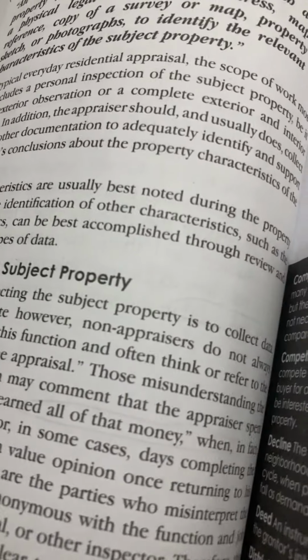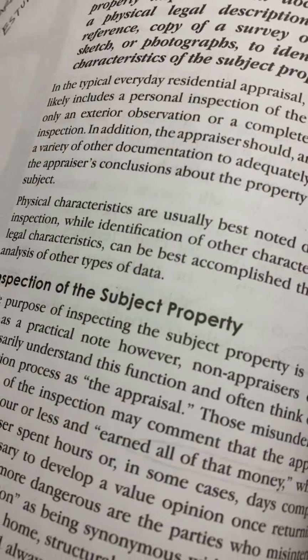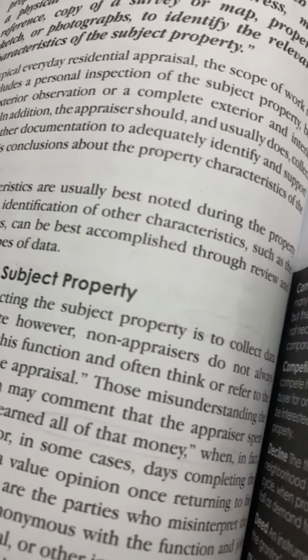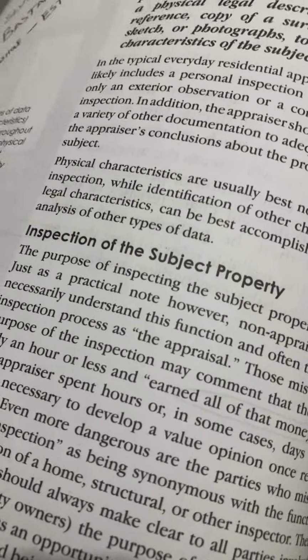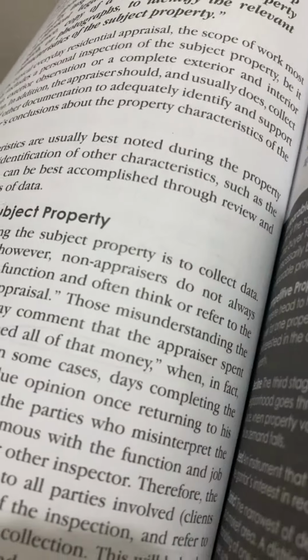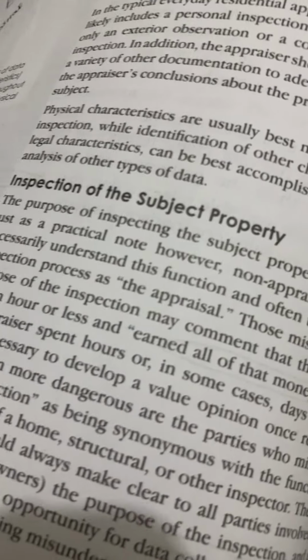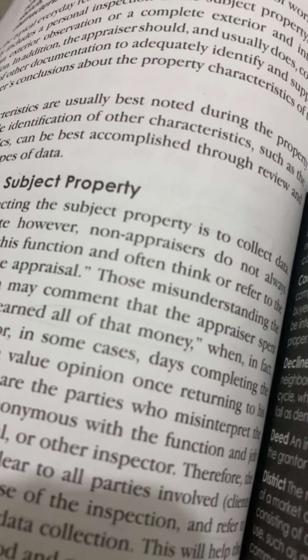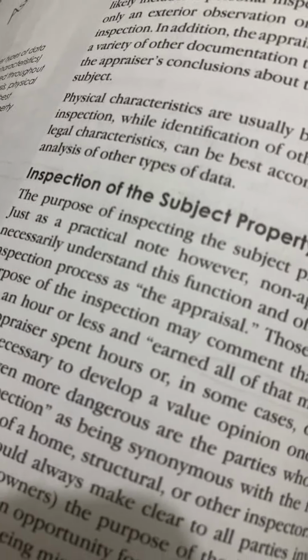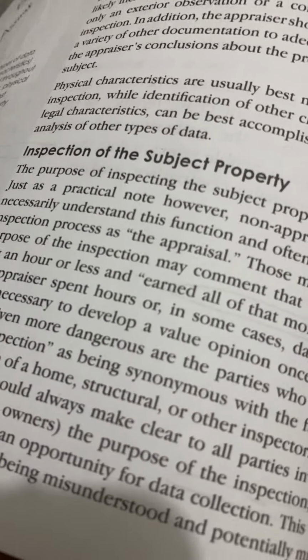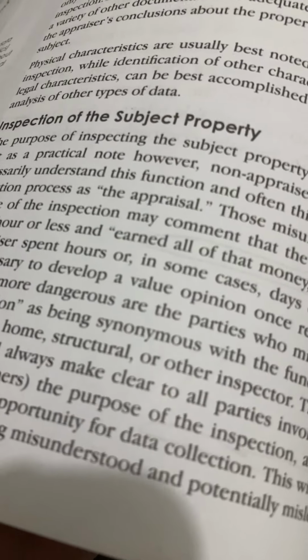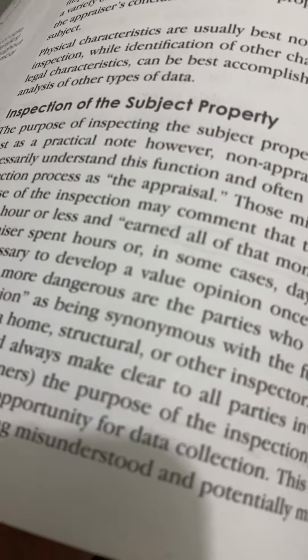In addition, the appraiser should and usually does collect a variety of other documentation to adequately identify and support the appraiser's conclusions about the property characteristics of the subject. Physical characteristics are usually best noted during the property inspection, while identification of other characteristics such as the legal characteristics can be best accomplished through review and analysis of other types of data. Inspection of the subject property. The purpose of inspecting the subject property is to collect data.